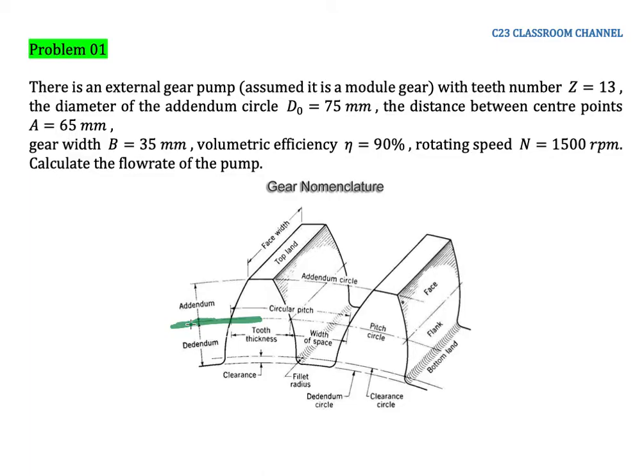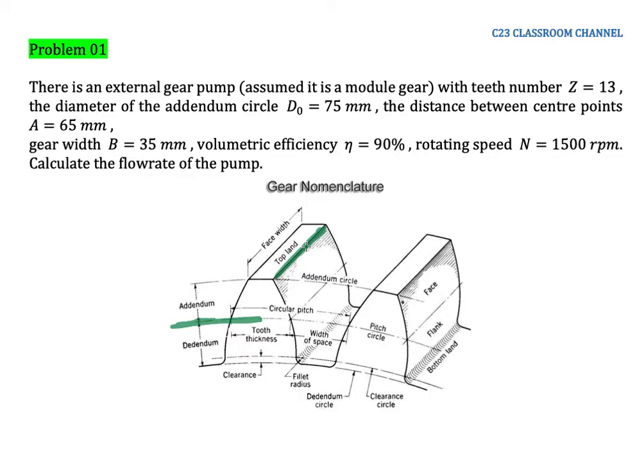And the gear width B is 35 centimeter. So it means the distance here is 35 centimeter. The volumetric efficiency eta is 90% and the rotating speed N is 1500 RPM. Calculate the flow rate of the pump.